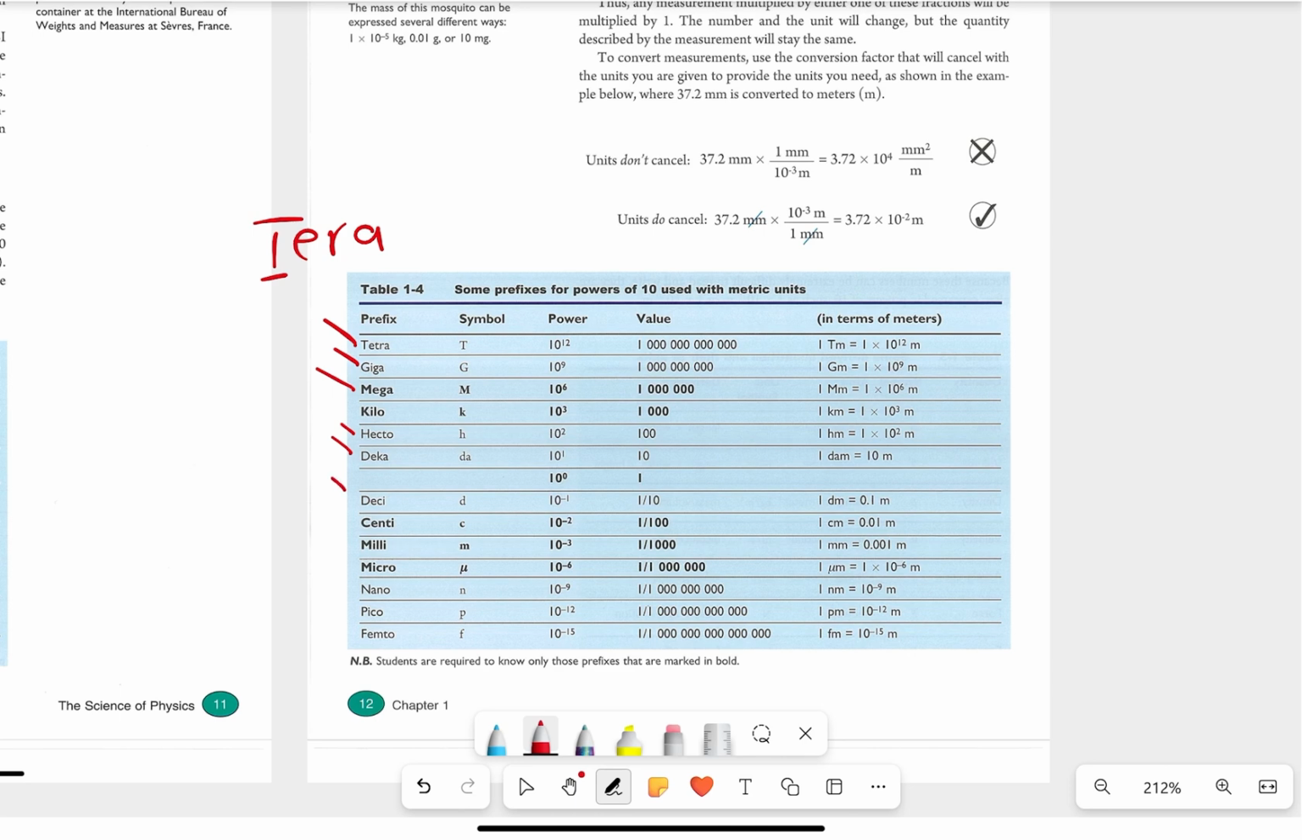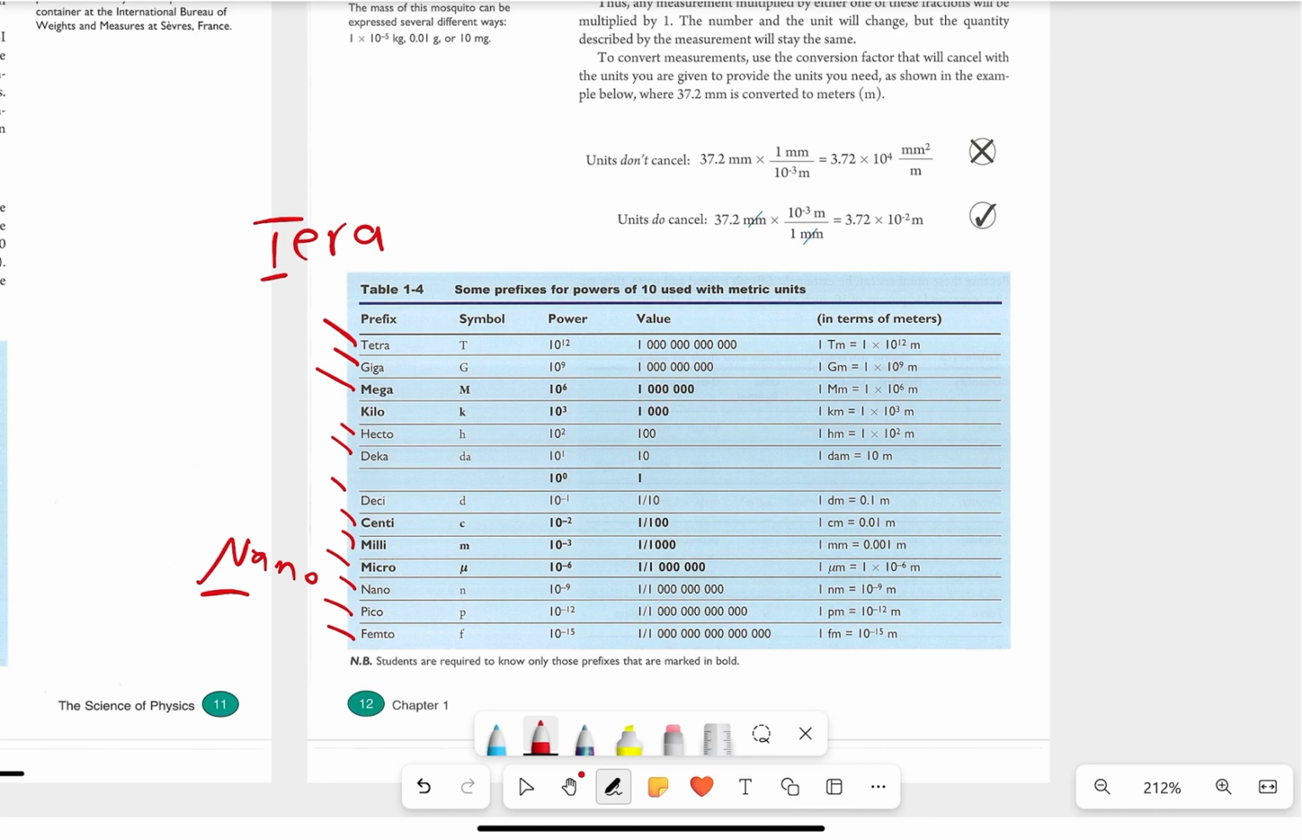Deci is 10 to the power of minus 1. Centi is 10 to the power of minus 2. Milli is 10 to the power of minus 3. Micro is 10 to the power of minus 6. Nano, you see nano, you have 9. So nano is 10 to the power of minus 9. You have pico, which is 10 to the power of minus 12. And you have femto, which is 10 to the power of minus 15.